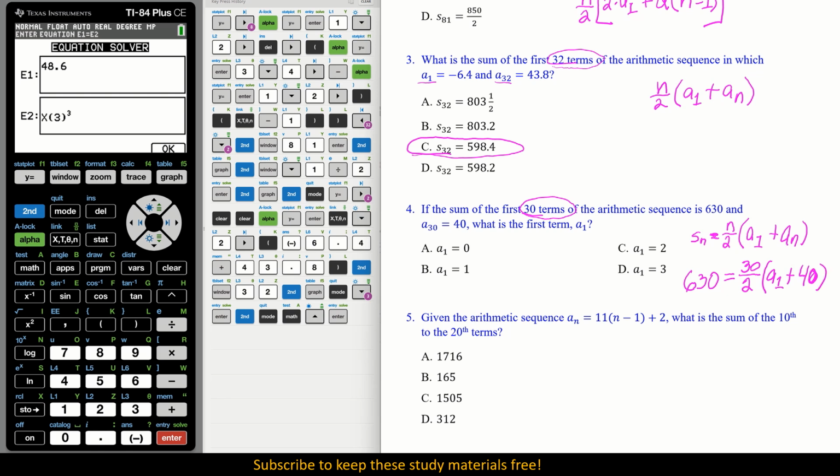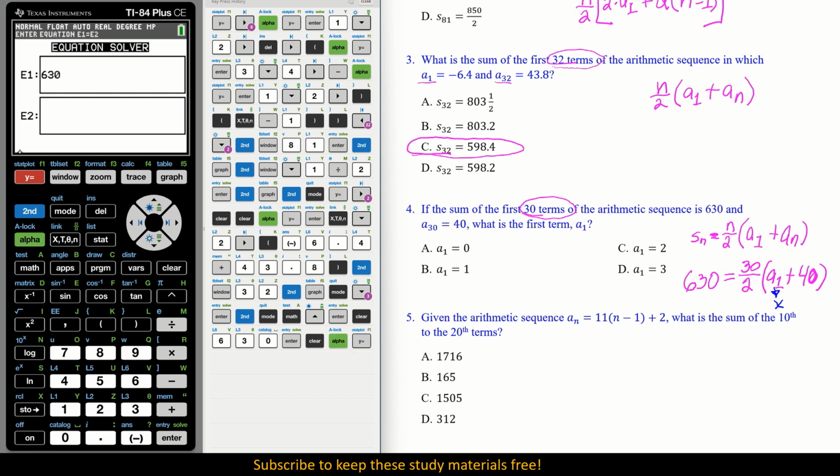Now, if we say that this is going to be our x, remember, when you get it down to one variable, that's when you know you can use the numeric solver. So now let's clear everything out. On the left-hand side we had 630. Let's enter, clear out what we have. And even though we know 30 divided by 2 is 15, I'm going to go ahead and just type in everything exactly the way you see it.